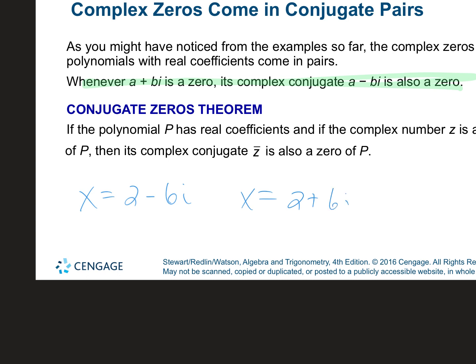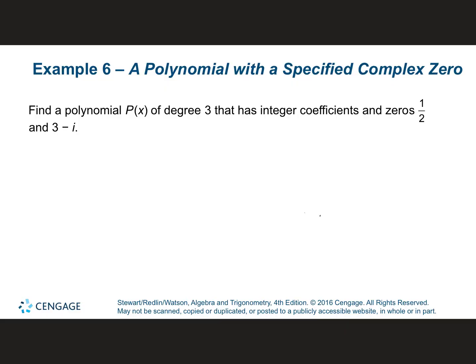Always, always, always, you have to account for the conjugate. So whatever they give you, a zero that has an imaginary part and a real part, you have to account for the conjugate as well. Let's look at an example.